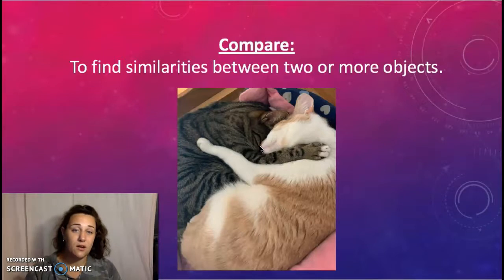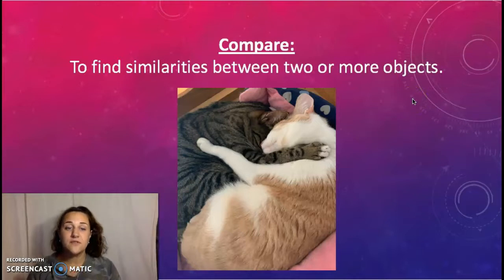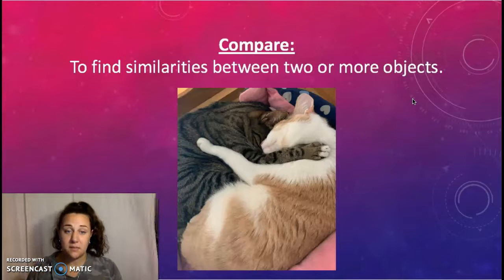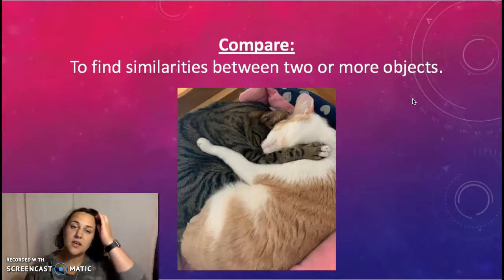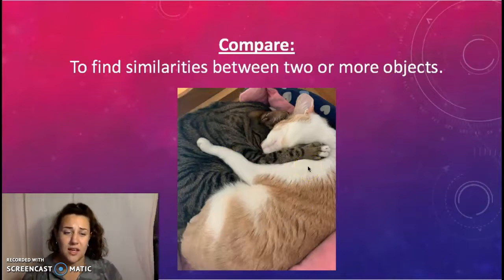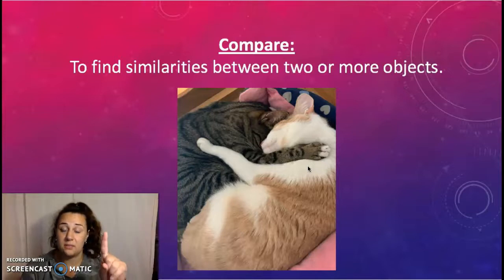So to compare, friends, is to find similarities between two or more objects. So basically, we have to find out things that they have in common, things that they have the same. All right, so if I look at Lola and Oliver, well, looking at them, they're both cats. So I know that's one comparison, one similarity. One thing is the same. They're both cats, right?